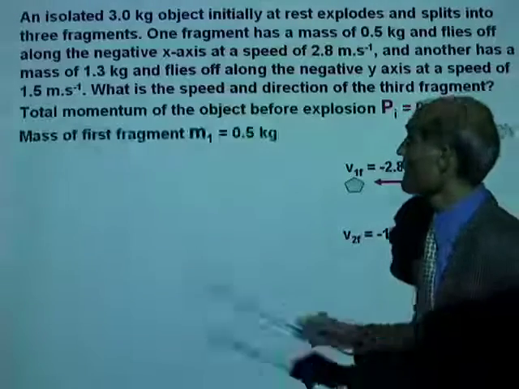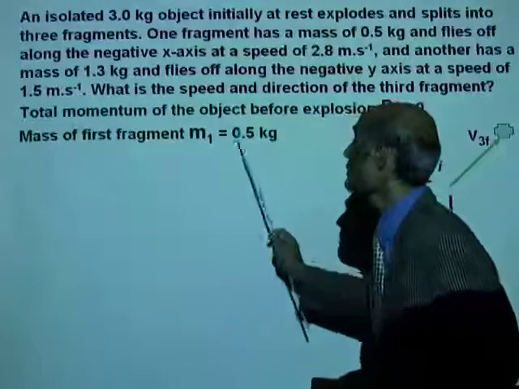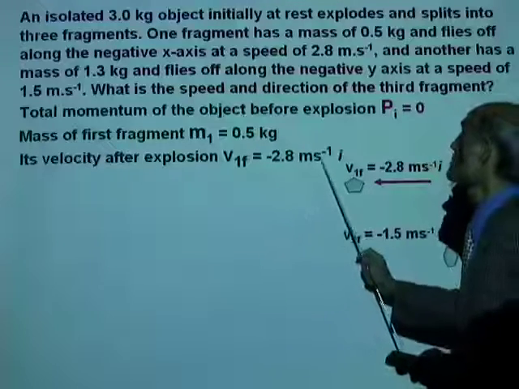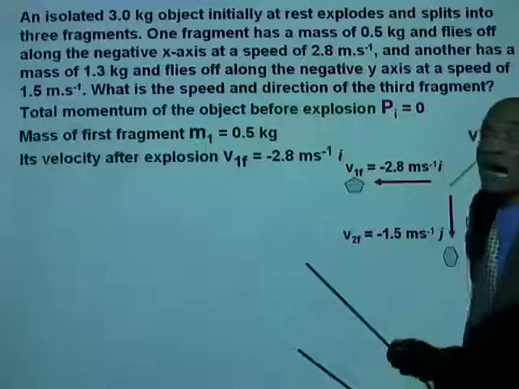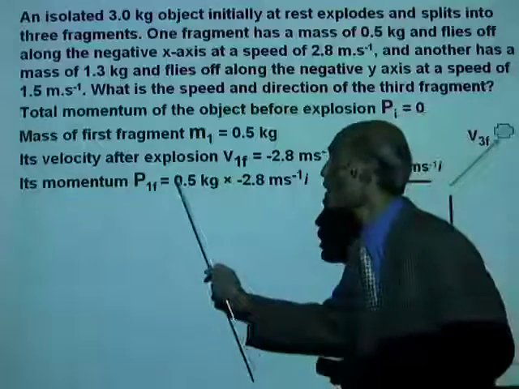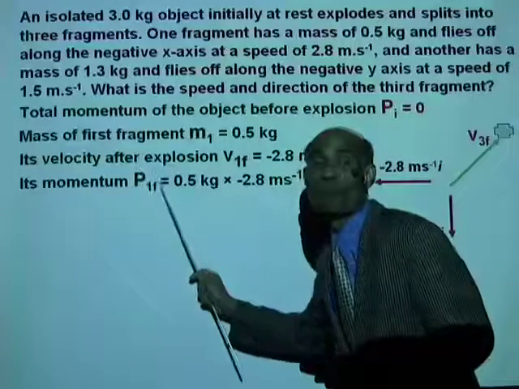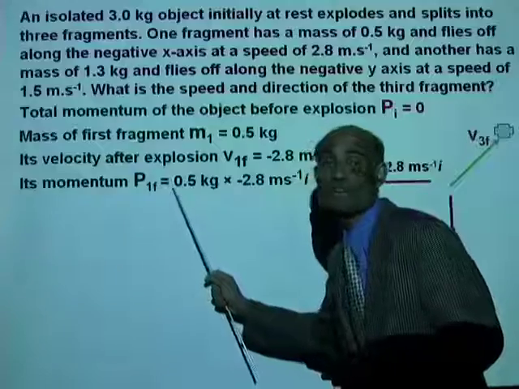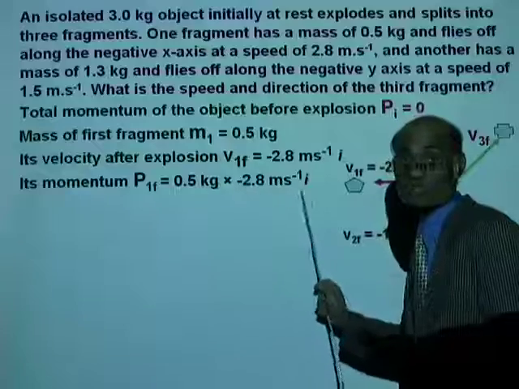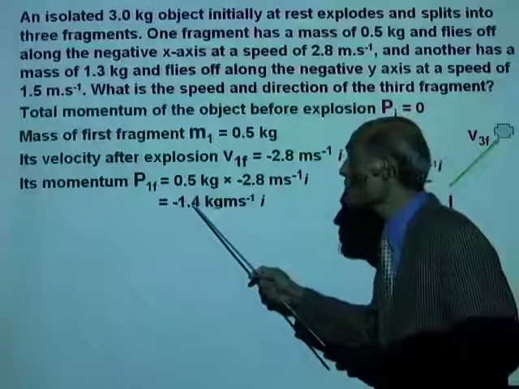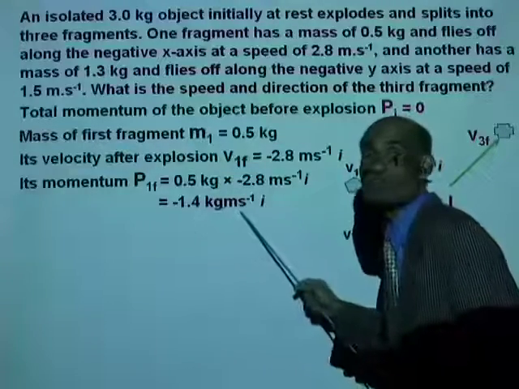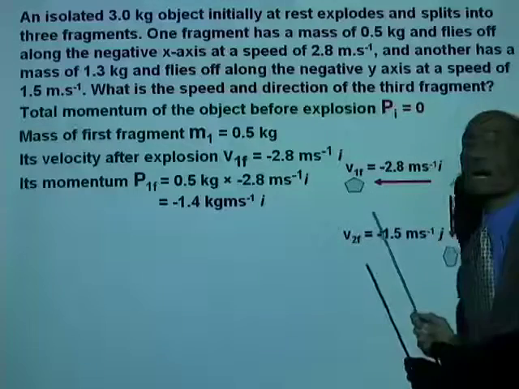Alright, let's set it up. Mass of the first fragment is 0.5 kilogram. Its velocity after the explosion is negative 2.8 meters per second i. Therefore, what is its momentum after the explosion? Let's call it P1F, final momentum of the first object. Its mass multiplied by its velocity. What's the direction? It's very important. That will be negative 1.4 kilogram meters per second i. This is the momentum of the first fragment after explosion.